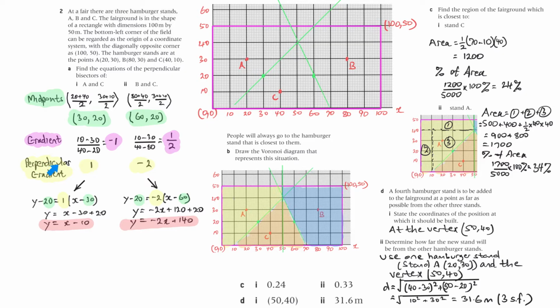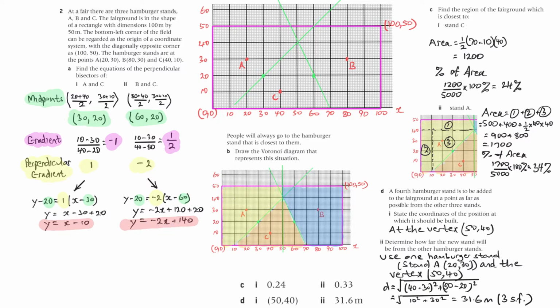Once you find the gradient, you know the perpendicular gradient. The perpendicular bisector gradient will be the opposite sign and inverse. Well, that will be 1. Opposite sign inverse of this is minus 2. We then use this information plus the midpoints, so the perpendicular bisector gradient and the midpoints, in the point gradient form, y minus y1 equals the slope times x minus x1. Over here it is y minus 20 equals the slope of 1 times x minus 30, and over here y minus 20 equals minus 2 times x minus 60, and we get y equals x minus 10, and y equals minus 2x plus 140.